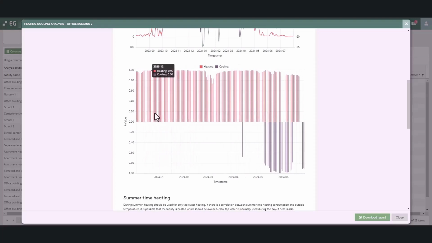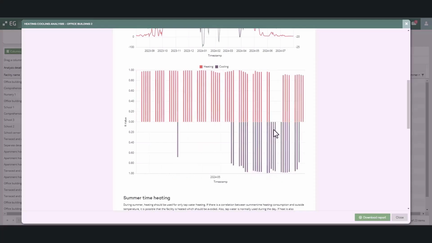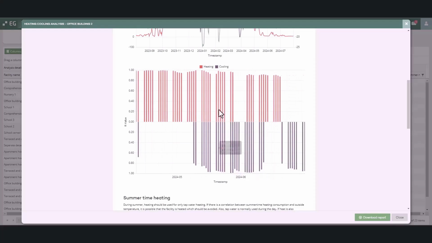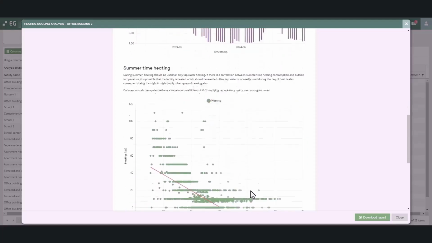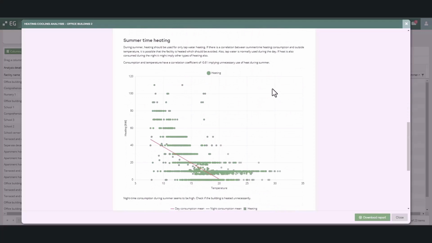The orange upward bars represent heating, and the downward purple bars represent cooling. If there are bars pointing both upward and downward on the same days, the facility probably has had both heating and cooling on the same day. The second section of the report identifies unnecessary heating during the summer.